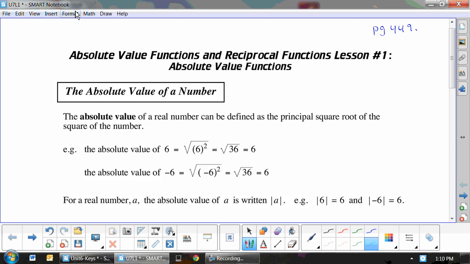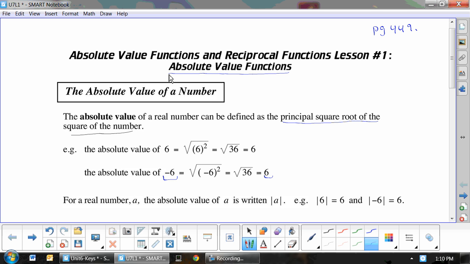Okay, so today we are starting unit number 7, which is absolute value functions and reciprocal functions. So today we are just talking about absolute values. The official definition of an absolute value is that it is the principal square root of the square of the number. So if you have a number and you square it, and then you take the square root, that's the absolute value. Basically, it's the same number, but always positive.